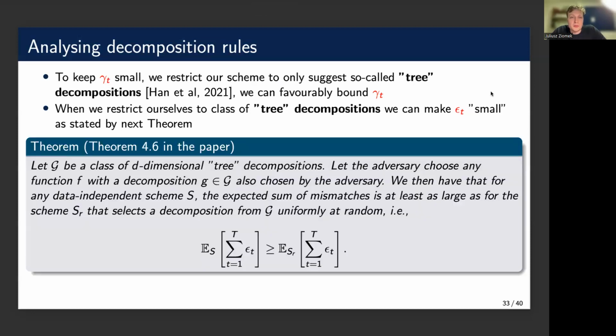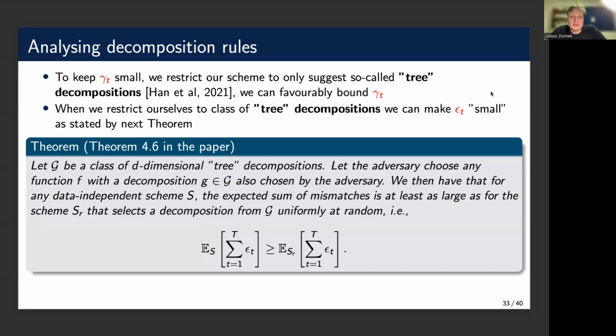This is another theorem we proved in the paper, which says that if the class of decompositions consists only of d-dimensional trees, then whatever decomposition is chosen by the adversary and whatever function the adversary chooses that follows this decomposition, for any data-independent scheme S that proposes the decomposition, the sum of the expected mismatches, so the sum of the expected epsilons at each time step t, is at least as large as for the scheme which selects the decomposition uniformly at random.